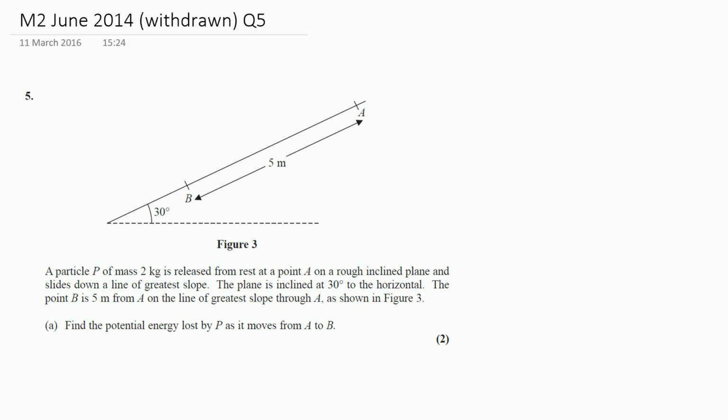Question 5, and we're on to the work energy principle. To begin with, we've got a nice simple question where we're just looking at finding the potential energy lost. So we know that's going to be gravitational potential energy, which is calculated by mg change in height. In this case, the mass is 2, and the change in height is going to be the drop from A down to B. And that drop is going to be measured as 5 sine 30, which gives me 49 joules of energy.